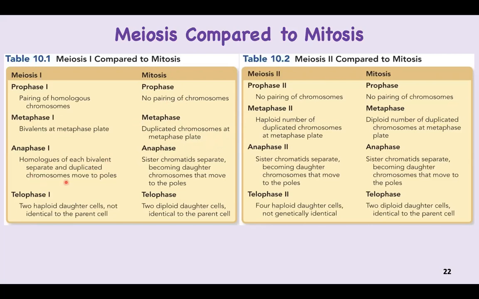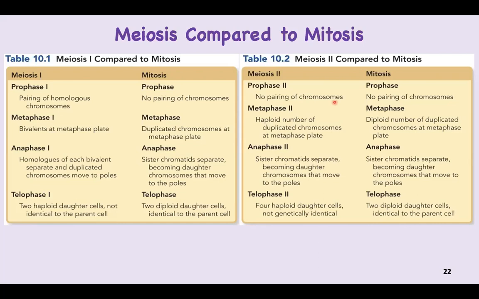In anaphase 1, the homologs of each bivalent separate and duplicated chromosomes move to the poles. In mitosis anaphase, they separate and become daughter chromosomes that move to the poles. In telophase 1, meiosis gives 2 haploid cells. Mitosis gives 2 diploid cells, daughter cells identical to the parent. In meiosis, they are not identical to the parent cell. So this is meiosis 1.